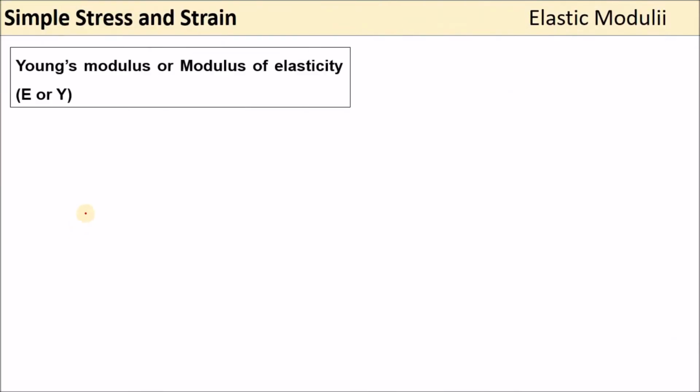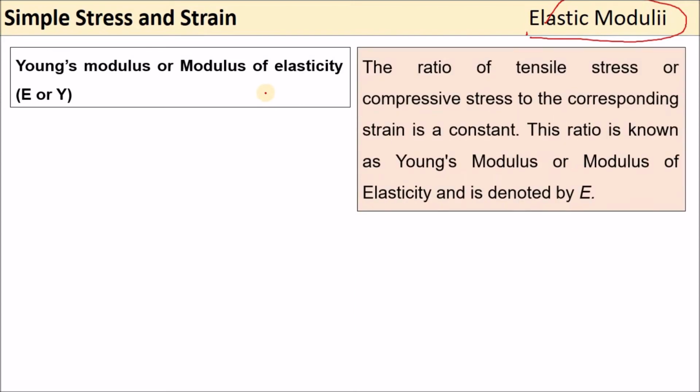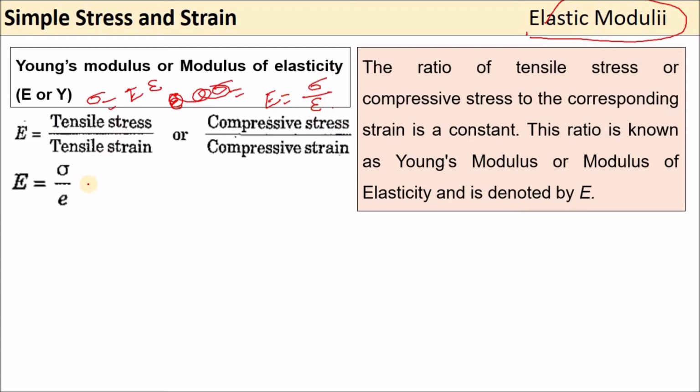Now, what is elastic modulus? There are different types of elastic moduli, different types of elastic constants. The first one is Young modulus, also known as modulus of elasticity, that we get using Hooke's law, and that is equal to stress by strain. Sigma equal to E epsilon, so E equal to sigma by epsilon. Simple formula. For tensile strain we should use this; in case of compression, we use compressive stress and compressive strain.